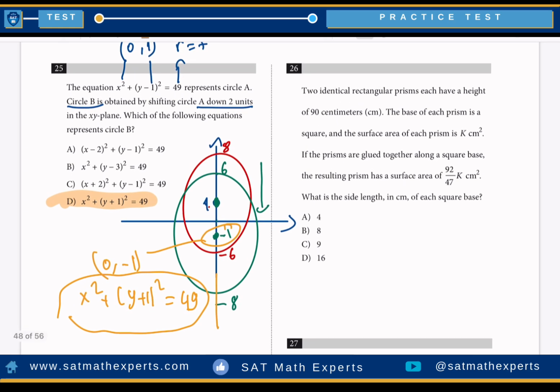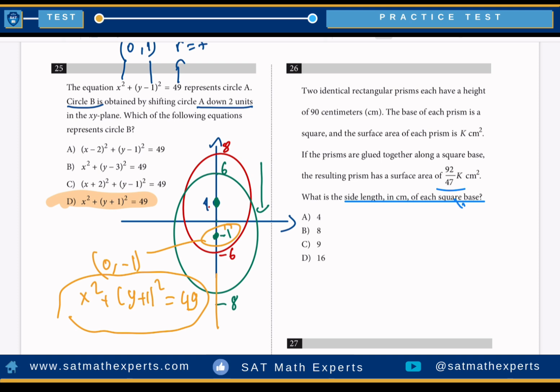So 26. 26 is one of the tough questions. Let's try to solve it. We have two identical rectangular prisms, each with height 90 cm. The base of each prism is a square. The surface area of each prism is K. If the prisms are glued together along the square base, the resulting prism has this surface area. What is the side length of the square base?